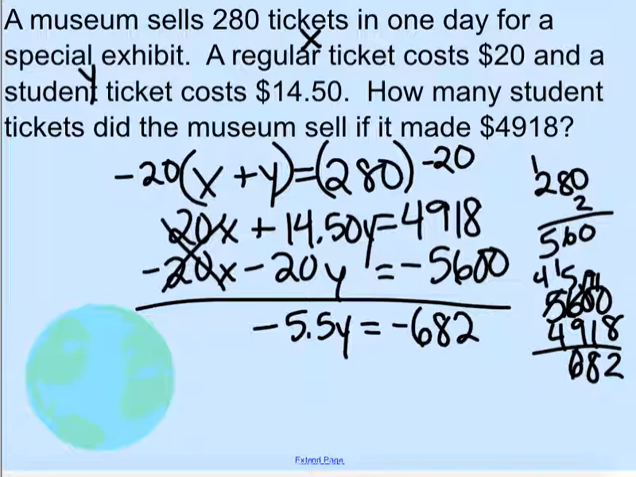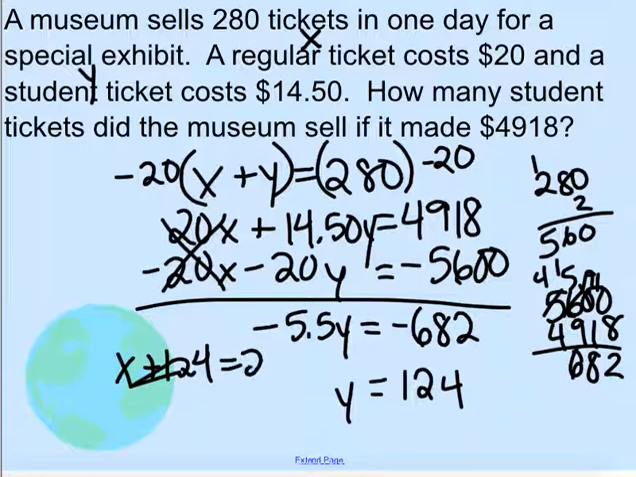So when we do this, I'm going to grab a calculator to do this a little bit quicker on this video. I would divide by negative 5.5, and so I would see that y, the student tickets, is equal to 124. Well, I can plug that back into one of my original equations, probably the top one, and say x plus 124 has to equal 280. When we do that, we would say that the regular tickets, x, is equal to 156.